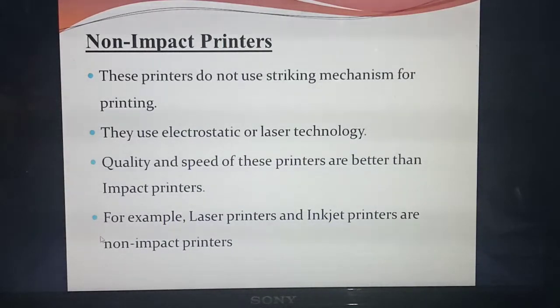What are the examples of non-impact printers? Laser printers and inkjet printers. What are the examples for impact printers? Dot matrix printers and line matrix printers. What is the example for non-impact? Laser printers and inkjet printers. What do you mean by non-impact printers? These printers do not use any striking mechanism for printing, but instead use electrostatic or laser technology. Compared to impact printers, the quality and speed are very fast. The examples are laser printer and inkjet printer.